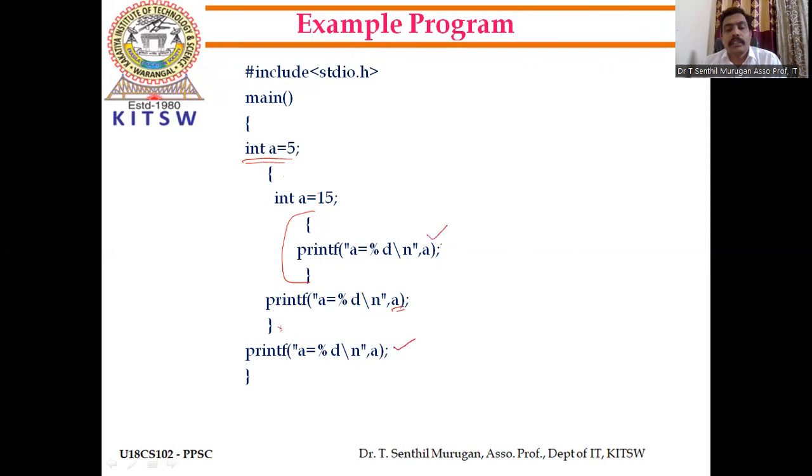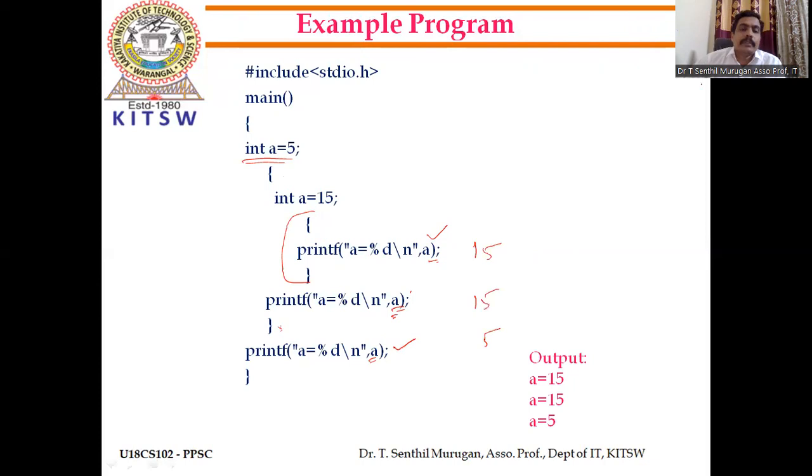So here is one a value within the block, and this is another block. This is outside of the block, but it is for the main block. In main the a value is 5, but inside the block the a value is 15. So what is the output? Here 15 will print, then here 15 will print, here 5 will print. So the output is 15, 15, 5.